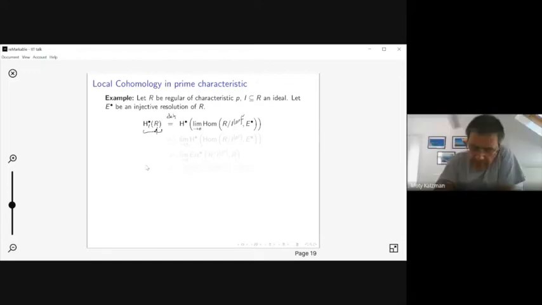Now we have the cohomology of a direct limit, and cohomology and direct limits commute. So instead, we can look at the direct limit of the cohomologies, and this is what we're going to get.